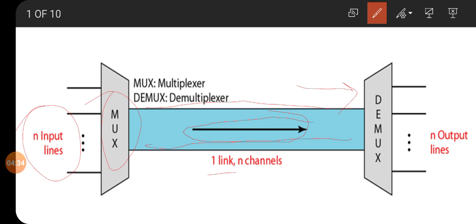In that case, we can utilize the channel capacity better by transmitting more than one signal through that channel. It will provide better utilization of the channel. To do that, whatever signals we are transmitting through the common channel, we combine them and transmit them as a single signal. This is nothing but multiplexing. Hope you understood why we use multiplexing in data transmission.